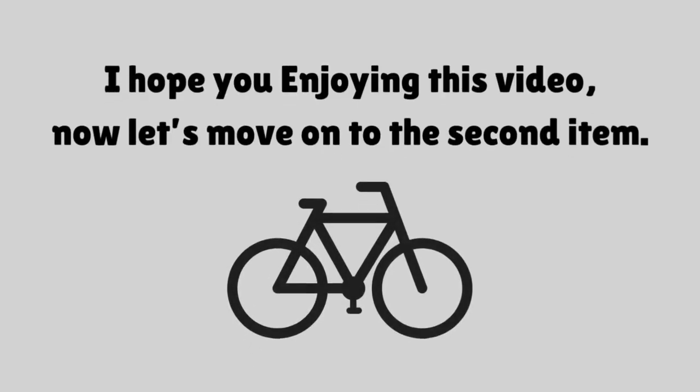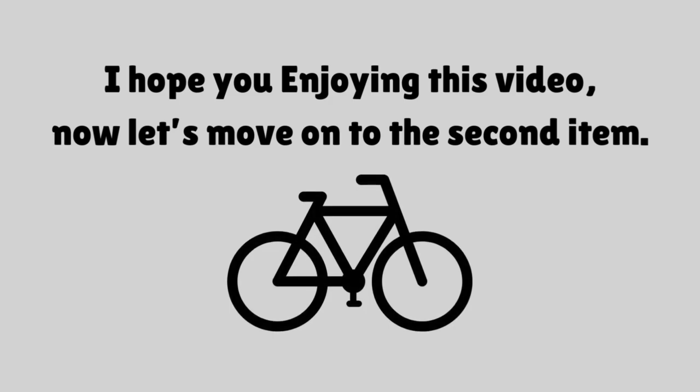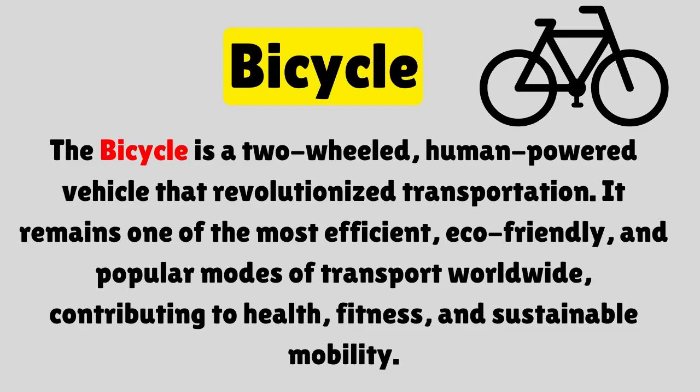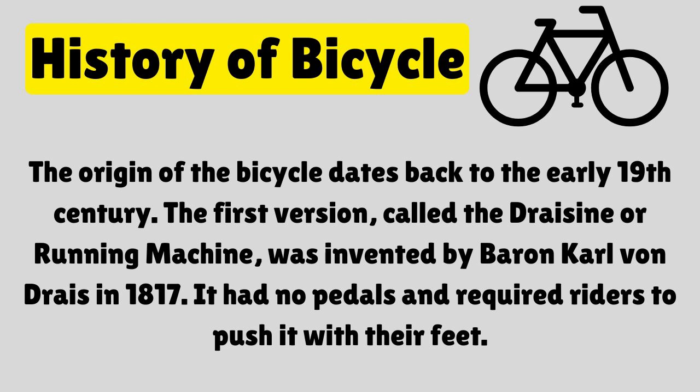So, now let's move on to the second item, that is bicycle. The bicycle is a 2-wheeled, human-powered vehicle that revolutionized transportation. It remains one of the most efficient, eco-friendly, and popular modes of transport worldwide, contributing to health, fitness, and sustainable mobility. The origin of the bicycle dates back to the early 19th century.